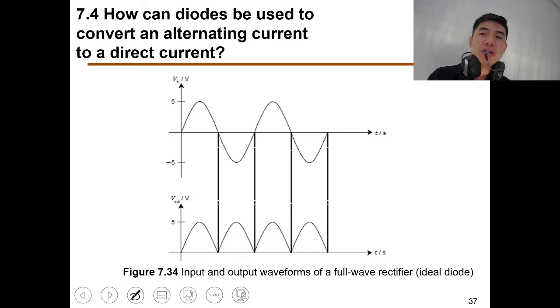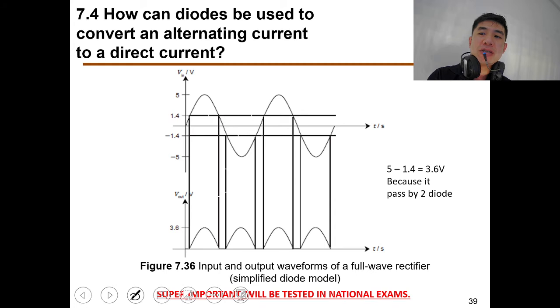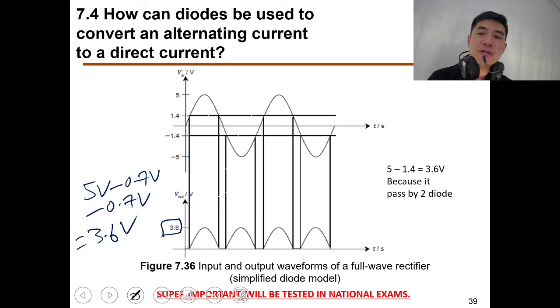If it's an ideal diode situation, let me show you the practical diode situation. Oh, sorry, I counted wrongly. It's 3.6 volts. Sorry. See, 5 volts minus 0.7 volt minus 0.7 volt. Oh yeah, my maths failed. Sorry, 3.6 volts here, 3.6 volts. So just take note of this, 3.6 volts.